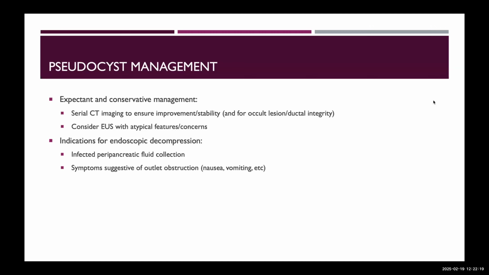Now, as I mentioned at the beginning of this chat, generally speaking, EUS would be considered for atypical or concerning features, which we'll go through in the talk. But generally speaking, that would include things like suspected solid components, a dilated pancreatic duct, or pancreatic atrophy, and so on and so forth. So what are our indications for endoscopic decompression?